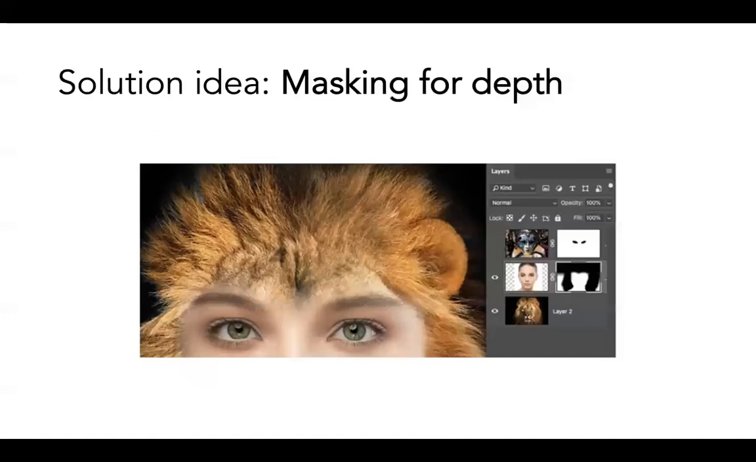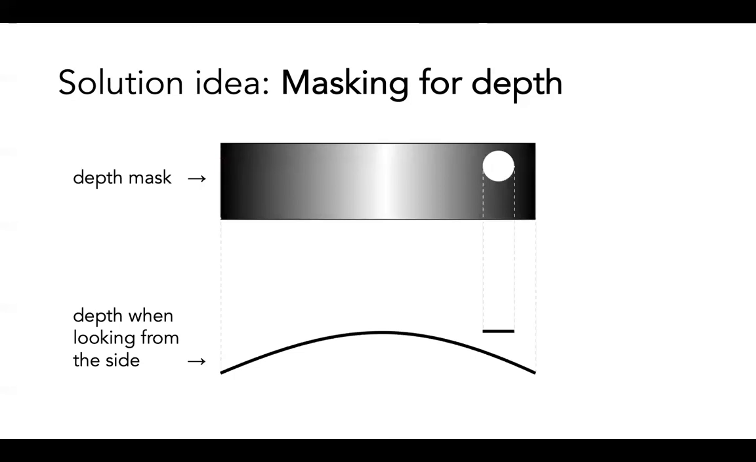My solution idea is inspired by another popular feature in visual creative tool, masking. Masking uses the brightness information in the mask layer to decide the opacity of each pixel in the content layer. So I am thinking maybe similar to masking for opacity, we can have masking for depth, a depth mask. The brightness information in the depth mask will be mapped to relevant depth value.